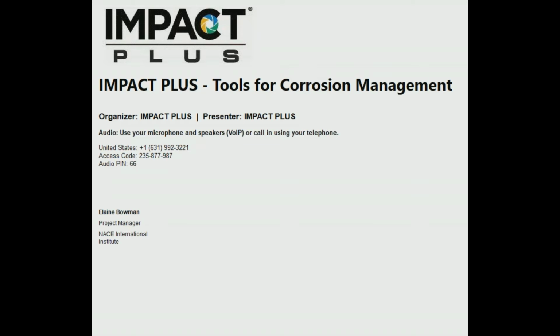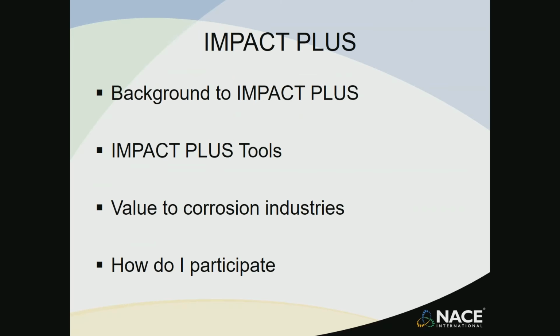To do that, I'll first talk a little bit about the background to Impact Plus and how this really game-changing suite of tools for our corrosion industry came to be. I'll talk about what those tools are, the value to the corrosion industry, and in more detail, how you participate, get access to the tools, and use them.